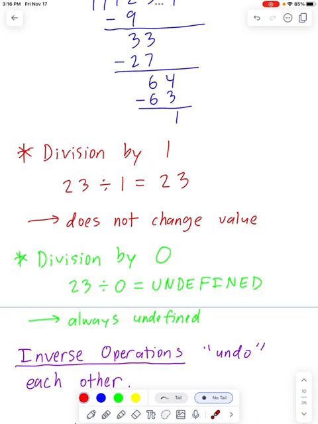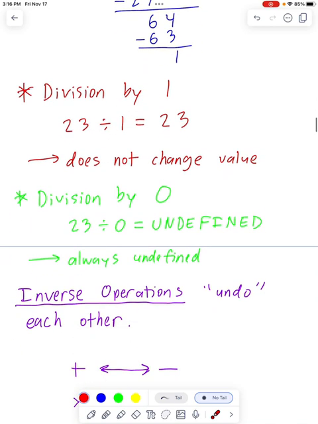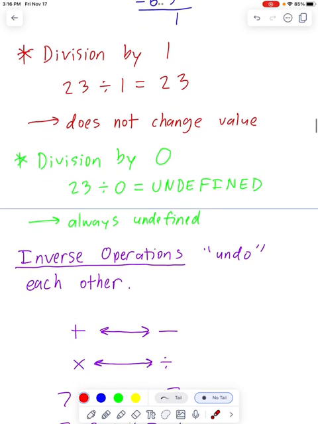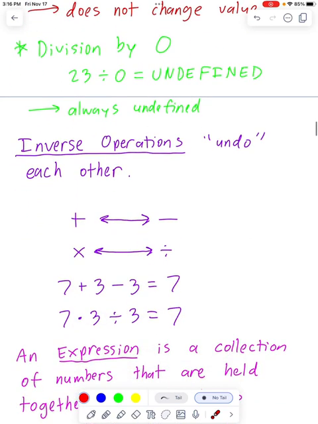Division by 1 does not change the value of the number. Division by 0 is always undefined, unless it's 0 divided by 0, in which case it's indeterminate. Inverse operations undo each other, essentially.